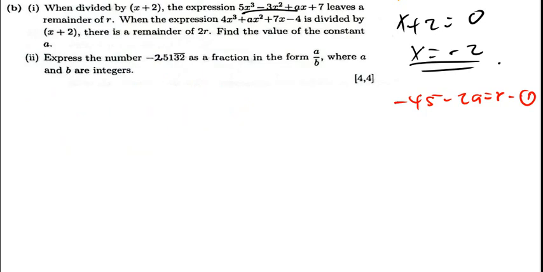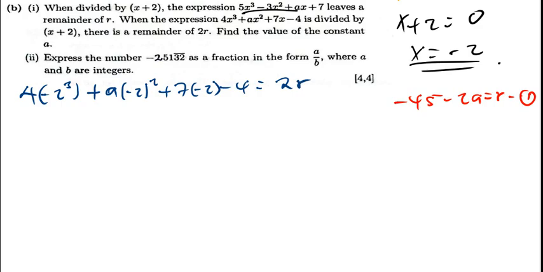Let's now go to the second one. We've been told that if we plug in negative 2, the remainder is 2r. As usual, this is going to be 4 times negative 8, so negative 32, plus 4a, then this is going to be negative 14 minus 4 being equal to 2r.